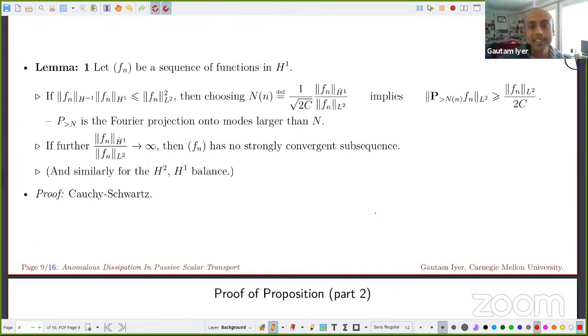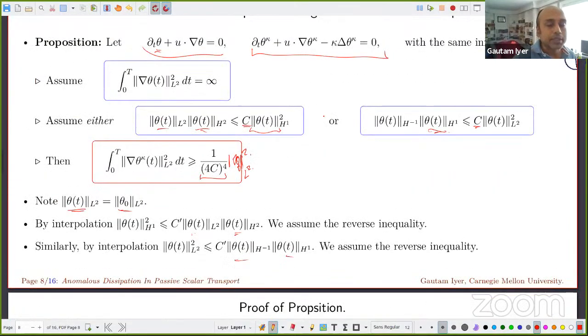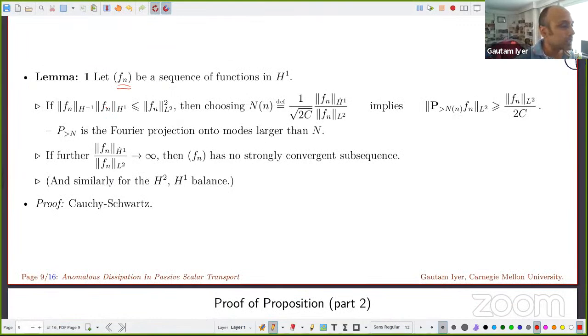Or realize that this is exactly what you need. But once you do, the proof is really quick. So here's the observation. Let me take a sequence of functions in H1. I can work with either of these balance assumptions. Let me work with the first one first. Suppose that I had the norm of Fn in H minus 1 times the norm of Fn in H plus 1 is bounded above by the norm of Fn in L2 squared.